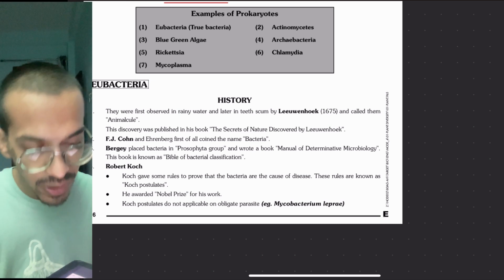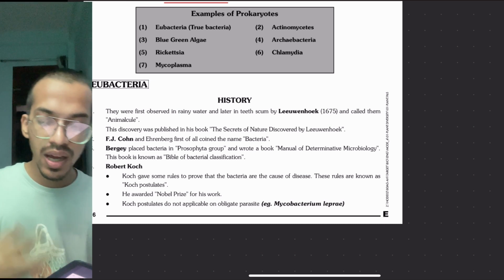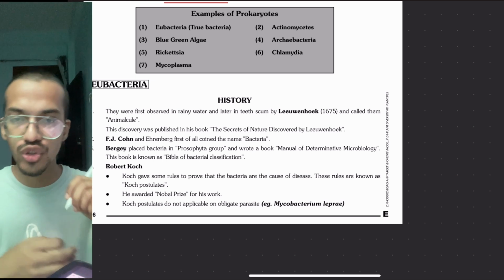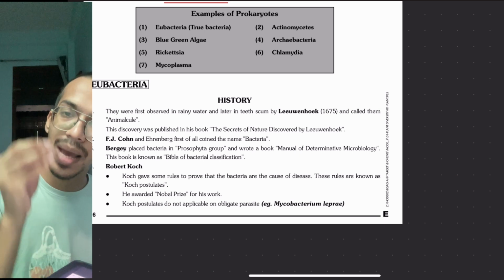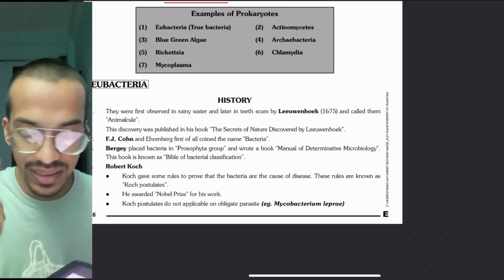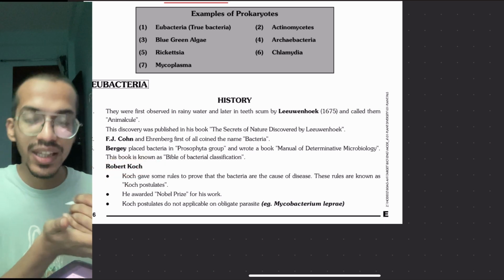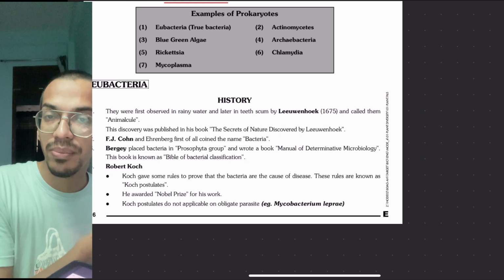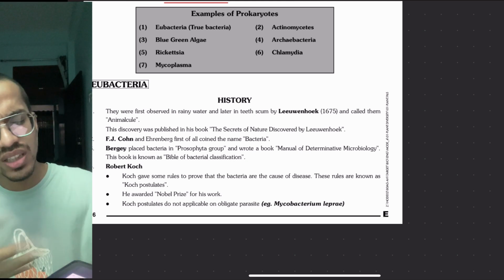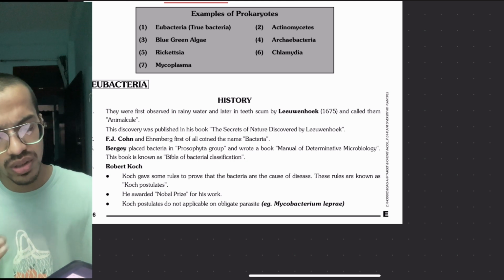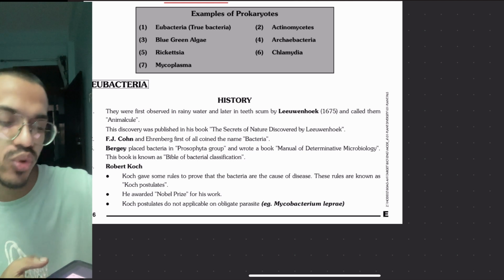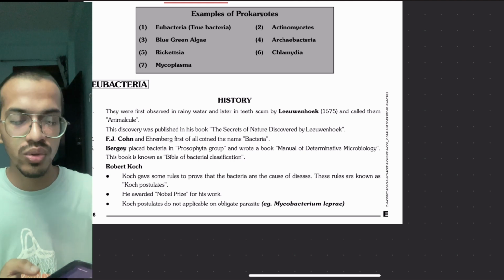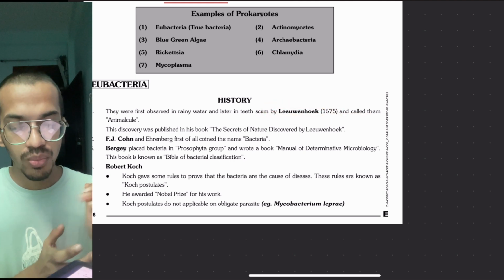Then there are more people who keep on finding about it, and there was a person Robert Koch who found about the leprosy disease. Mycobacterium leprae is the causative agent. So this is the history about it. You don't need to know all about it. Just remember that Leeuwenhoek was first able to find it. Okay, moving on to the next thing.